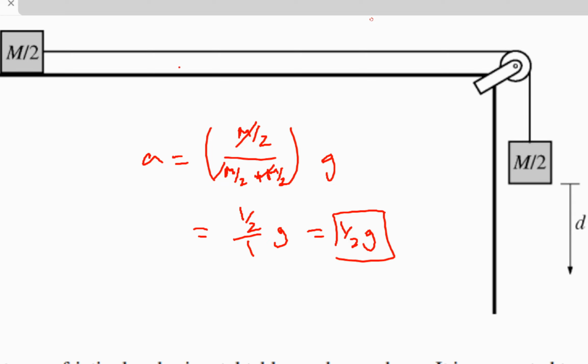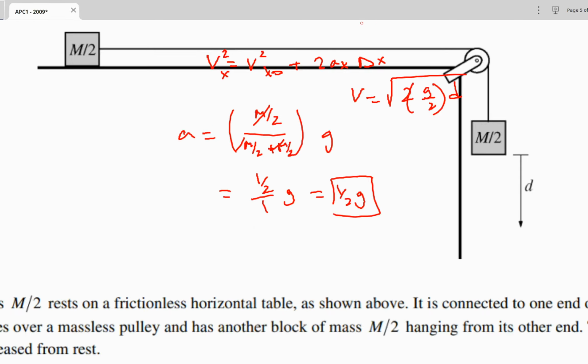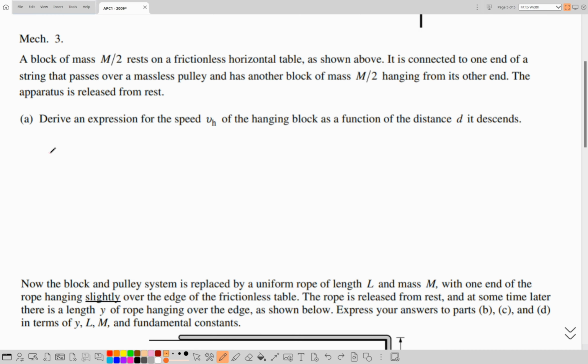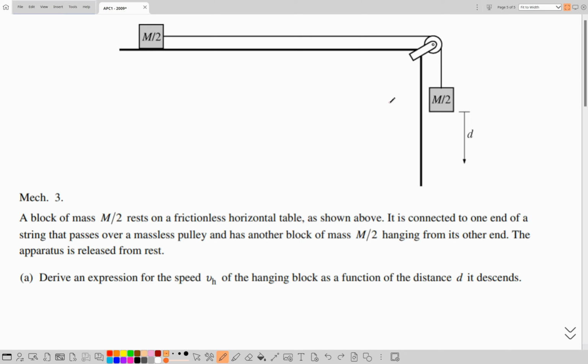And we know it's released from rest, so we can use v squared equals v0 squared plus 2a delta x, and that would be v is the radical of double the acceleration, which is g over 2, multiplied by the distance d. Now let's do all the steps carefully because they told us to derive, and in a free response we need to provide all the explanation. Then we need to apply Newton's second law simultaneously for the hanging block and for the block that rests on the table.